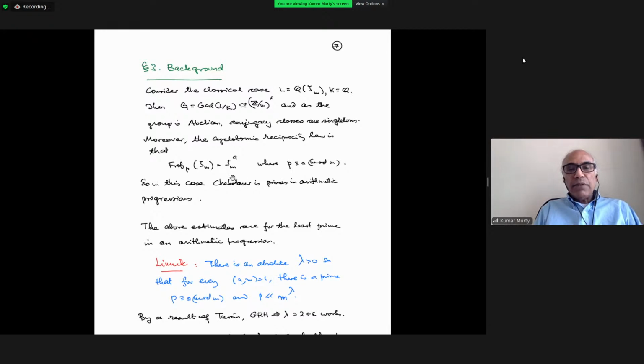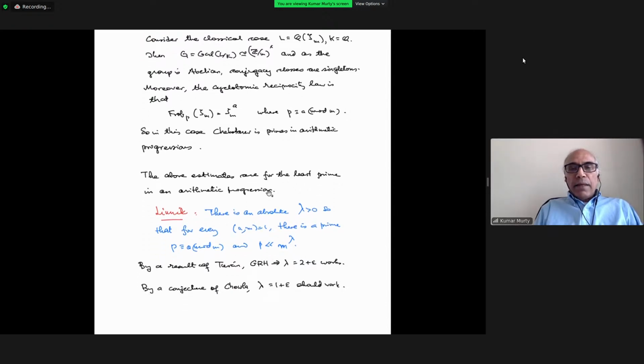Okay? So asking how often Frobenius P is a given element of the group G is the same thing as asking about primes in arithmetic progressions. So this whole problem of Chebotarev is a generalization of the problem of primes in arithmetic progression. Now the kind of estimates we were talking about, the prime of least norm where Frobenius is a given conjugacy class, is like Linnik's problem of estimating the least prime in an arithmetic progression.